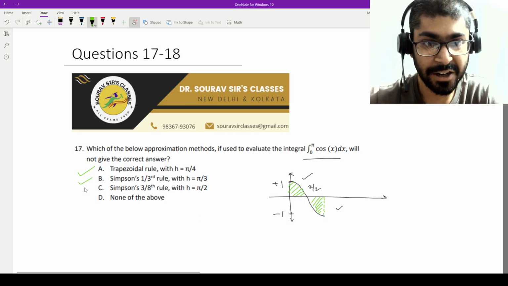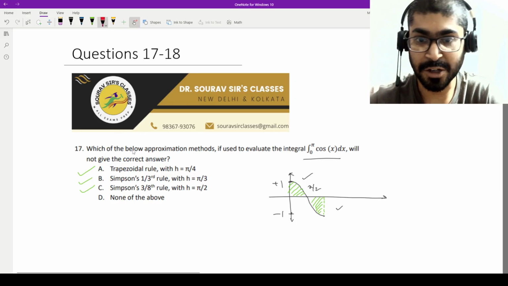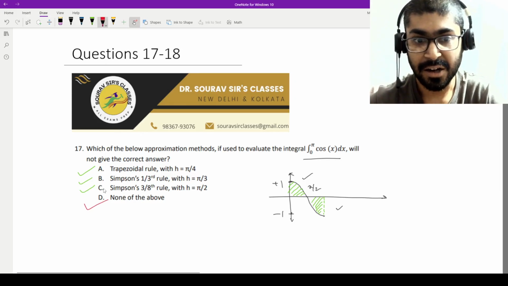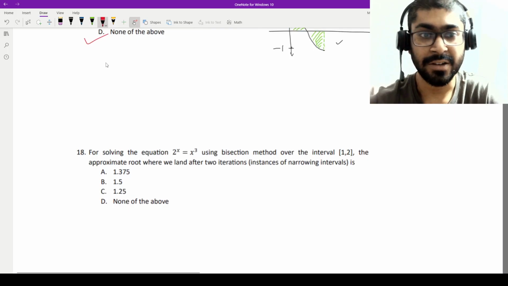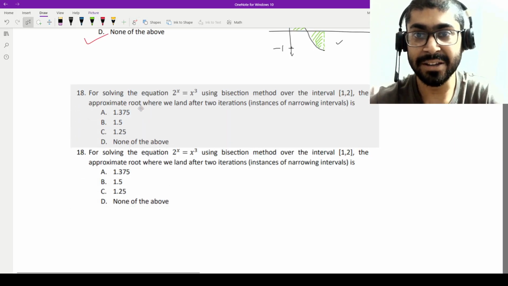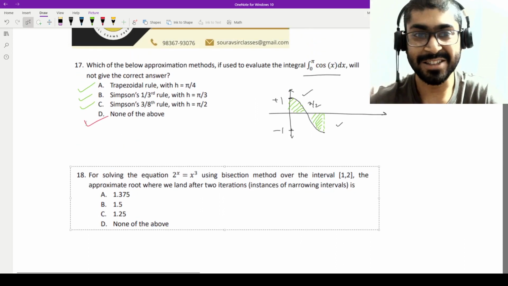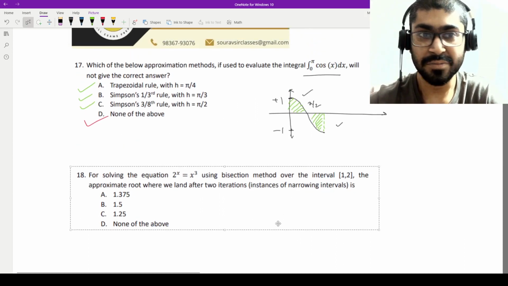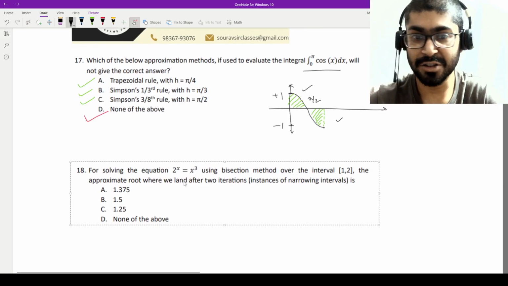If all of these are correct, which option is to be marked? Option D, because none of them will give you the wrong answer. I hope you understood this. You should not start calculating the value of the integral of cos x using all three methods to verify. Just knowing the theory of the methods will be enough.